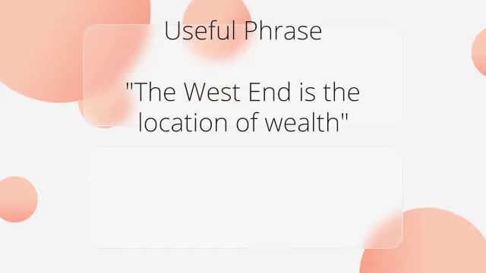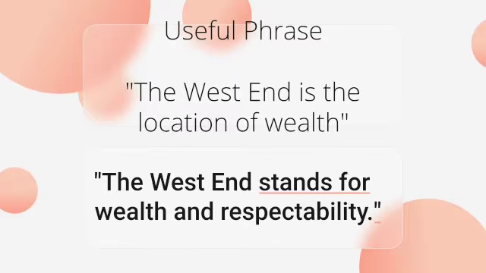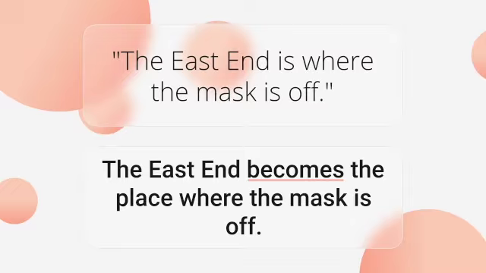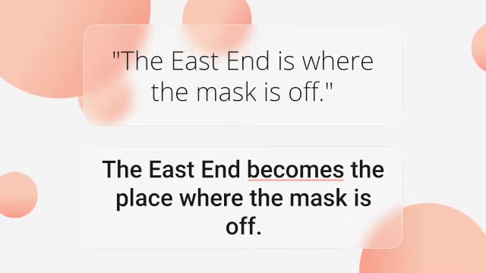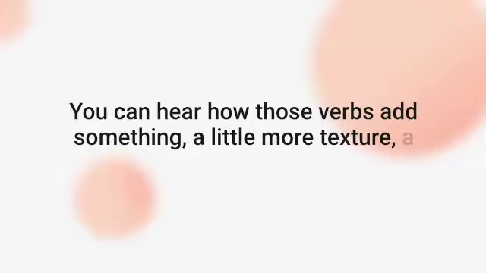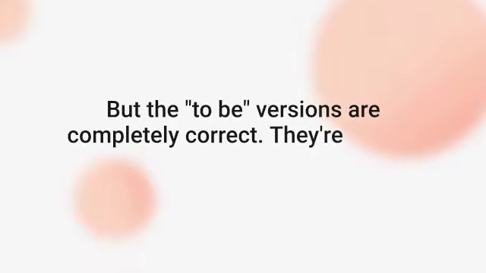Now we have 2 useful phrases to finish. Instead of saying the West End is the location of wealth, we could say the West End stands for wealth and respectability. And instead of saying the East End is where the mask is off, we could say the East End becomes the place where the mask is off. You can hear how those verbs add something, a little more texture, a little more movement, but the to be versions are completely correct. They're always enough.